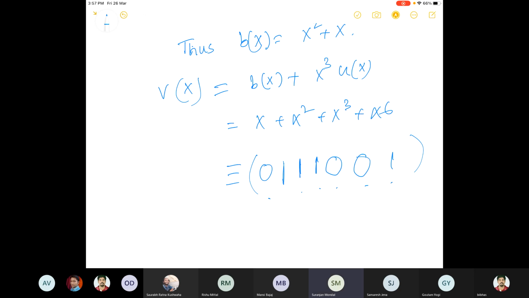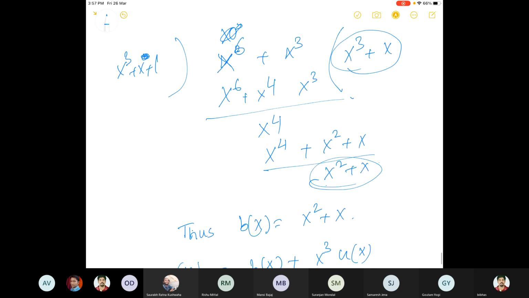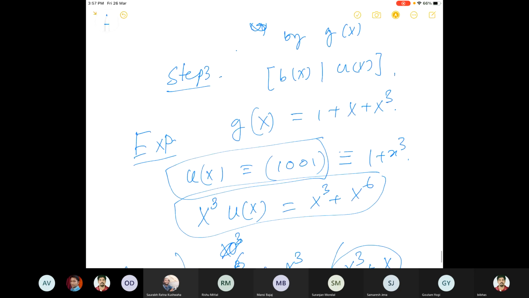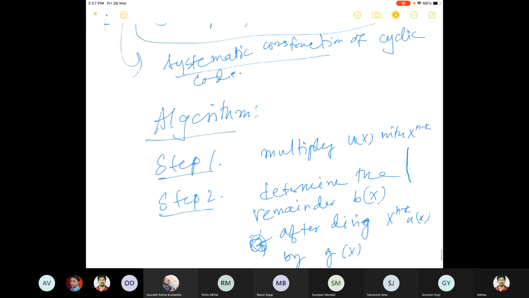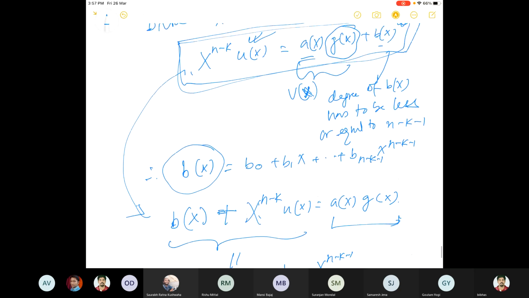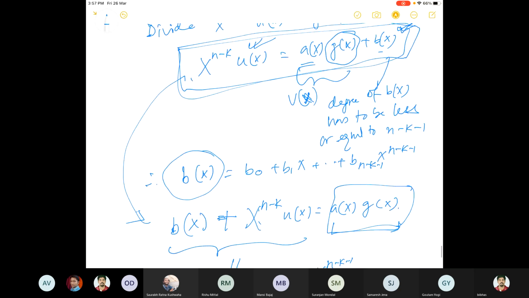Sir, we need not calculate Vx, right? You can directly write. Yes, you can directly write that. You can check. But I'm saying that we use this one, right? This was my code word Vx. This is exactly equal to this one.